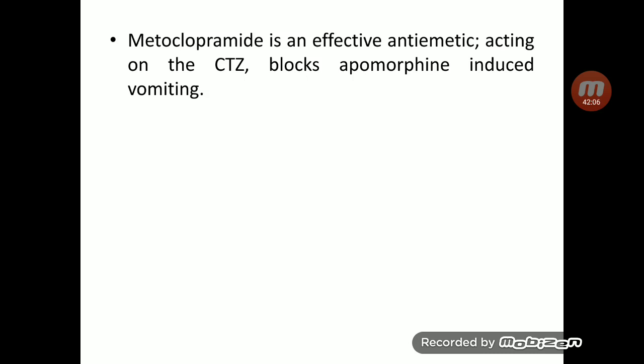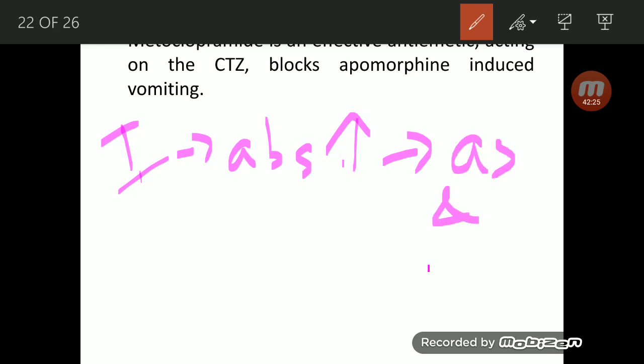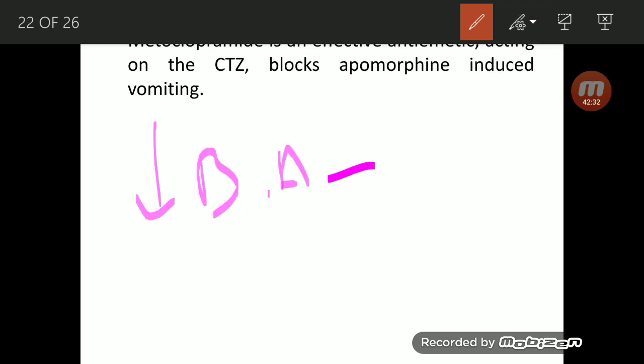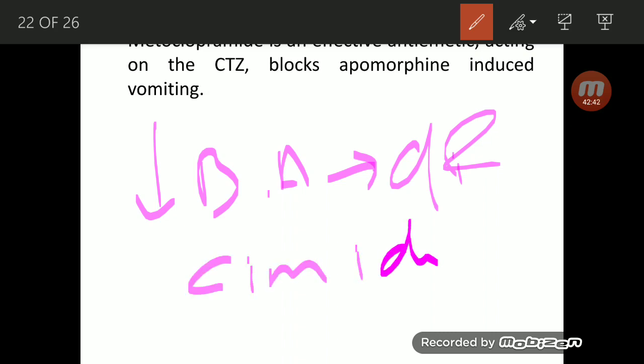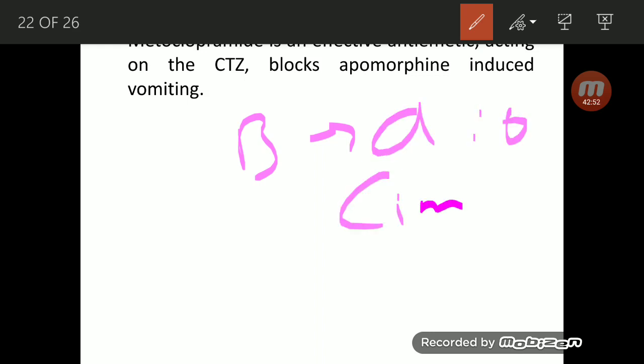metoclopramide. Apart from that, metoclopramide can be used for gastroesophageal reflux disease. Okay. Metoclopramide interacts with absorption of different drugs, so it increases absorption of aspirin and diazepam, but it decreases the bioavailability of digoxin and cimetidine.